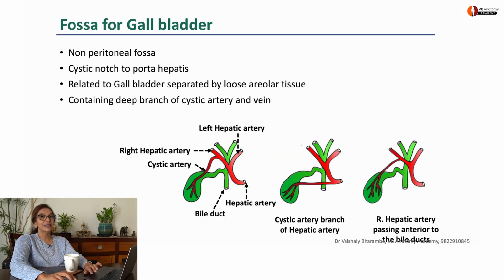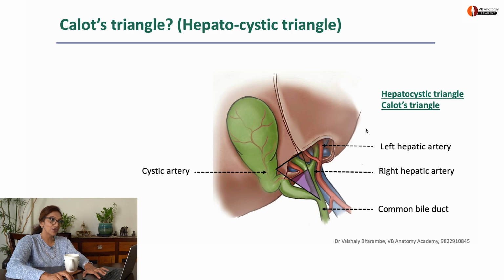Let's continue with last bit of discussion, gallbladder. Gallbladder is covered by peritoneum, but where it's related to the liver, were you to remove the gallbladder, there's a clear bare area. Okay, so this extends up from the cystic notch to the porta hepatis. It's related to the gallbladder. This area shows presence of loose areolar tissue, which contains the deep branch of cystic artery and vein. In this too, you will find a lot of variations.